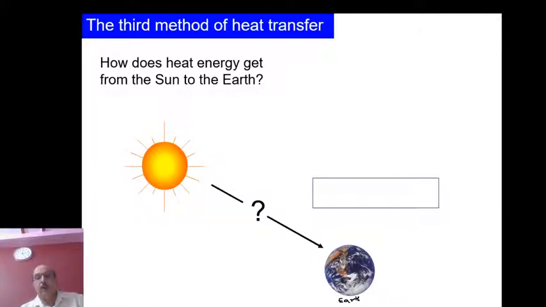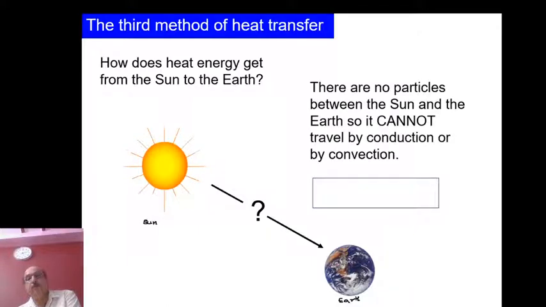But there is no particle in between them. Between sun and earth, there is no particle. There is a vacuum. So conduction and convection is not possible, because for conduction and for convection, the particles are needed. So this is the third mode of transfer of heat, which is different than conduction and convection, and it is called radiation.